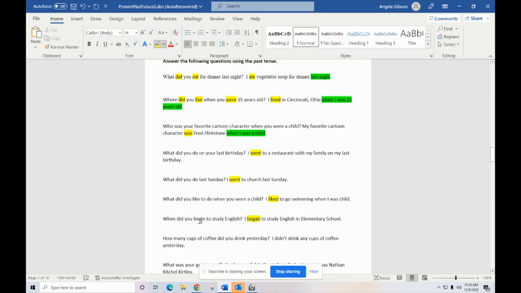This is not present, it's the question. So we have did begin, right? Did like, did do. So we're always using that did in our question. I didn't drink. Now, when we use negative, the did is the past tense part. Did not drink. So whenever we have did, that makes it past. So we're not going to put the past over here. Just didn't drink.